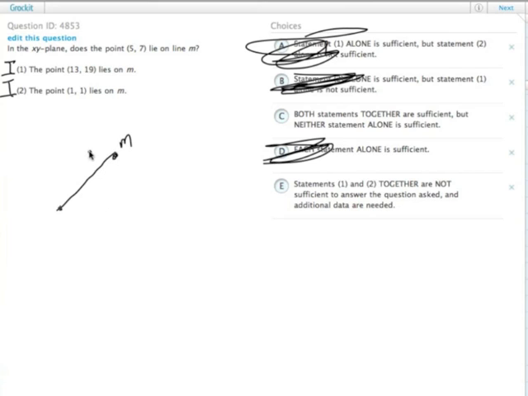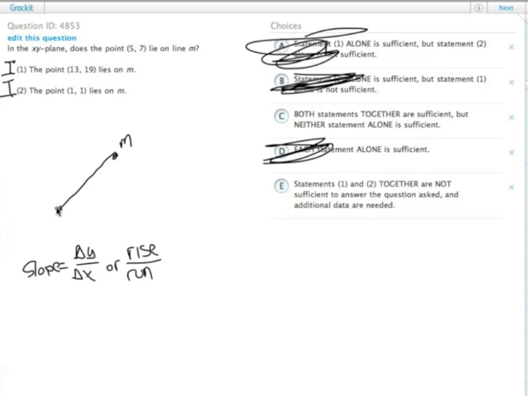The question is, is point (5, 7) on M? And so the answer will be basically, so whatever the slope of this line is, so remember that slope of a line equals the change in y over the change in x, or if you prefer to think of it as rise over run, that's how I learned it in algebra back in the day.